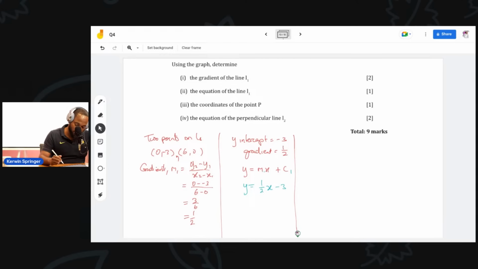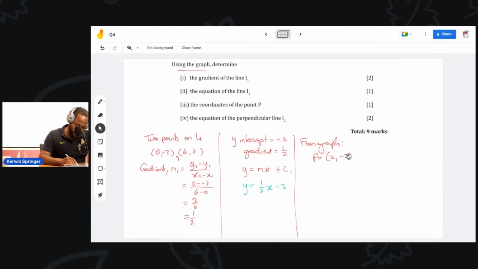I mean, the coordinates of P. From the graph, they say using the graph, so you don't need to do any big working. P is 2, -2.